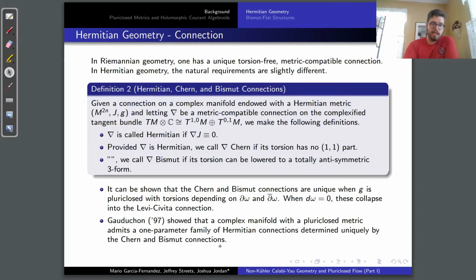And Gauduchon showed in '97 that on pluriclosed manifolds, there's a one parameter family of Hermitian connections, but that one parameter family is uniquely determined by the Chern and the Bismut. Okay, so in some sense, where you have one connection in Riemannian geometry or Kähler geometry, you have two in Hermitian geometry. Really, there's a line, but it's determined by the two.